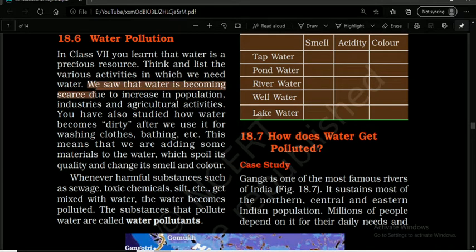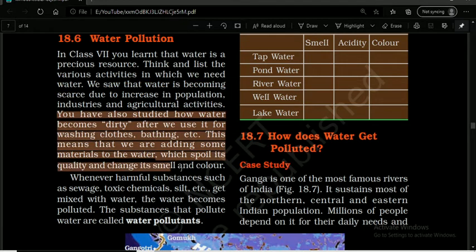So we can say that you have also studied how water becomes dirty after we use it for washing clothes, bathing, etc. This means that we are adding some material to the water, which spoils its quality and changes its smell and color. So what you have to understand is why water gets polluted: because we are adding something to it, by which its quality spoils, and its smell and color also change.